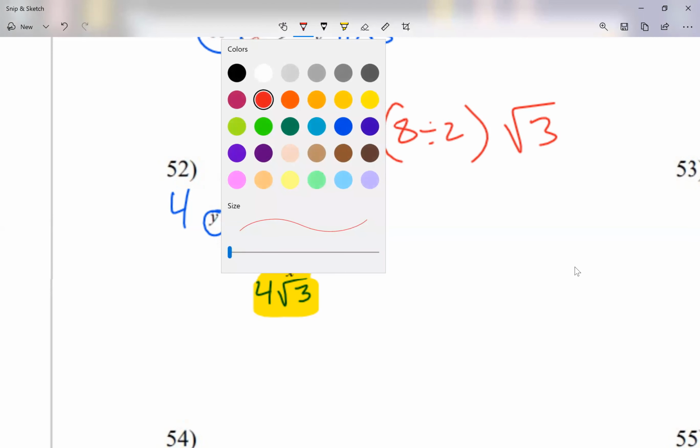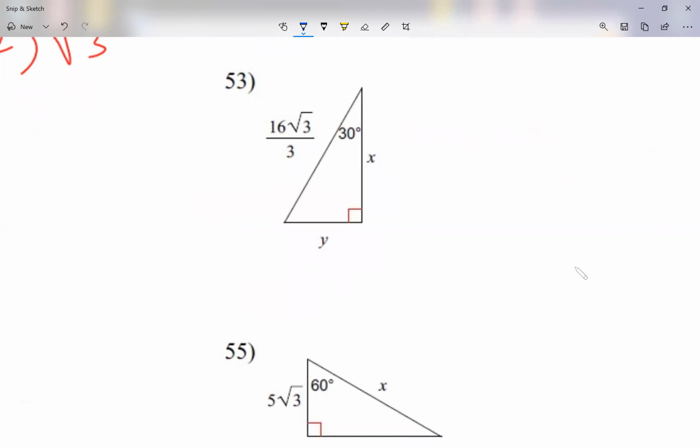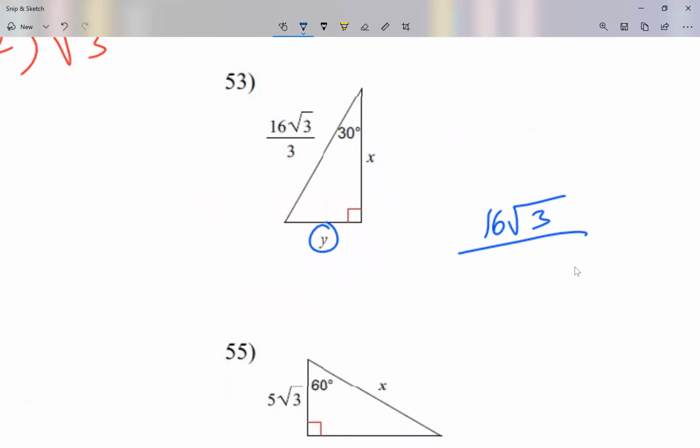Okay, so now let's take a look at number 53. I don't have the small side. I have the hypotenuse. Now the hypotenuse is not that nice looking. It's 16 radical 3 over 3. But I have to divide this by 2. I mentioned earlier, when you multiply, you put the number on the top. When you divide, you put it at the bottom. So let me put a 2 at the bottom because I have to divide by 2.